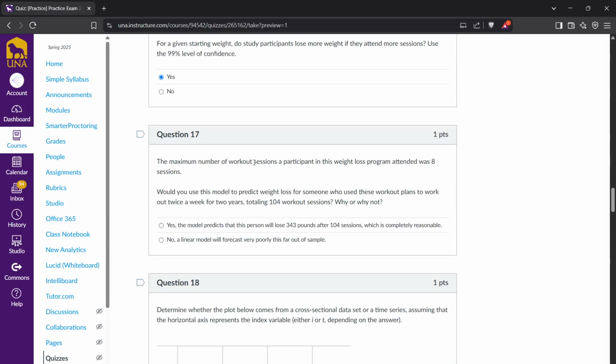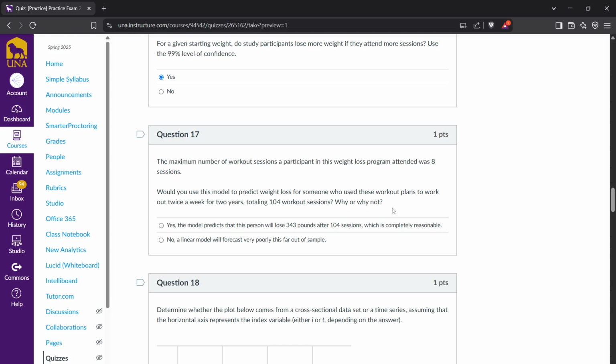The maximum number of workout sessions a participant in this weight loss program attended was 8 sessions. Would you use this model to predict weight loss for someone who used these workout plans to work out twice a week for 2 years, totaling 104 workout sessions? Why or why not? Now that's a fascinating question because it's sort of like a forecasting question, but it's interpreting the regression model and the coefficient from the regression model rather than trying to just predict the outcome.